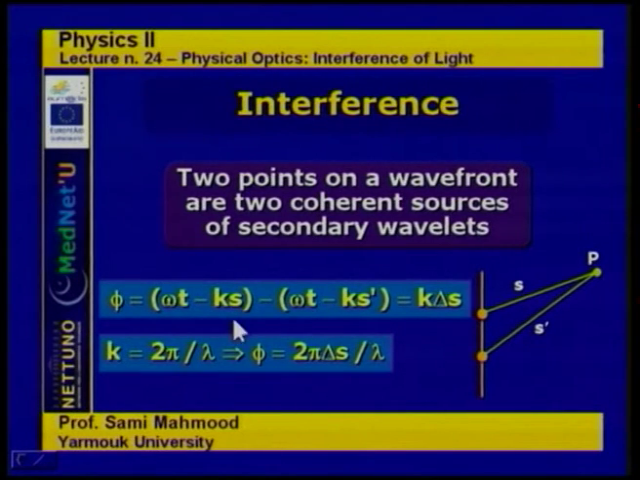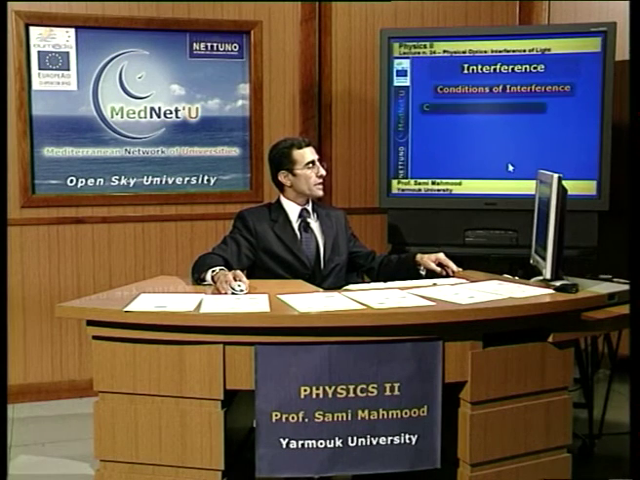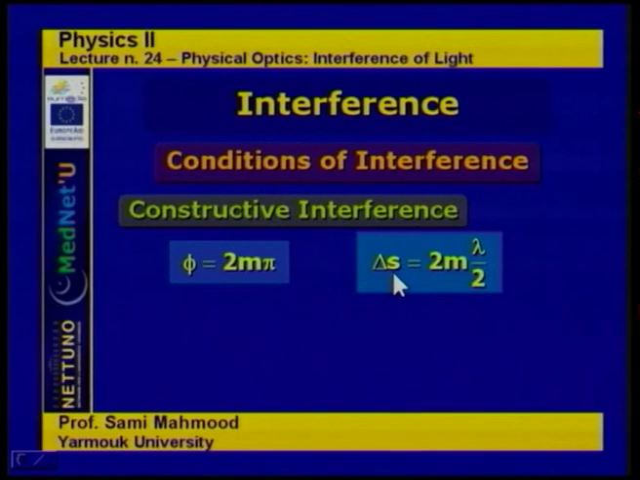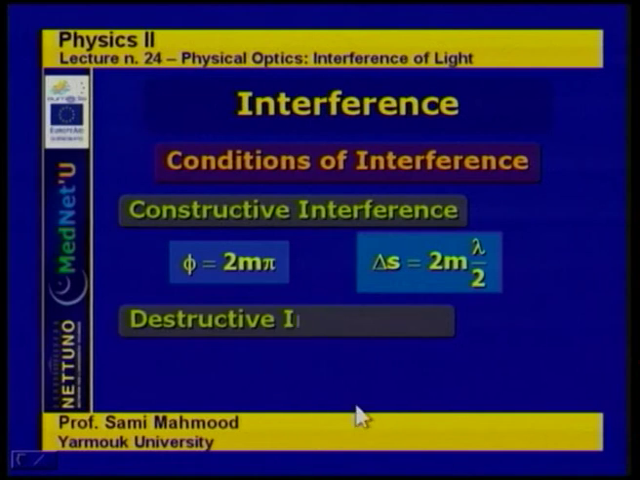So we convert this way. When we multiply by k times s, we convert the spatial distance in terms of phase, in radians. So the phase difference is 2 pi delta s over lambda. This is a relation, and the condition for constructive interference is that phi is equal to 2m pi, which is the same as saying delta s is equal to 2m lambda over 2. This is for constructive interference.